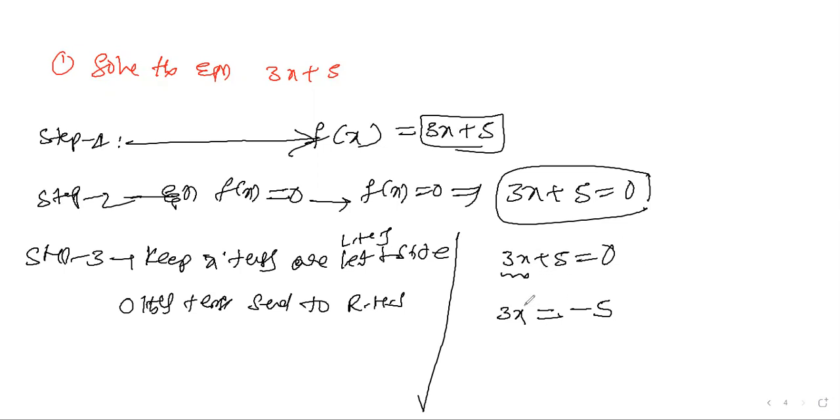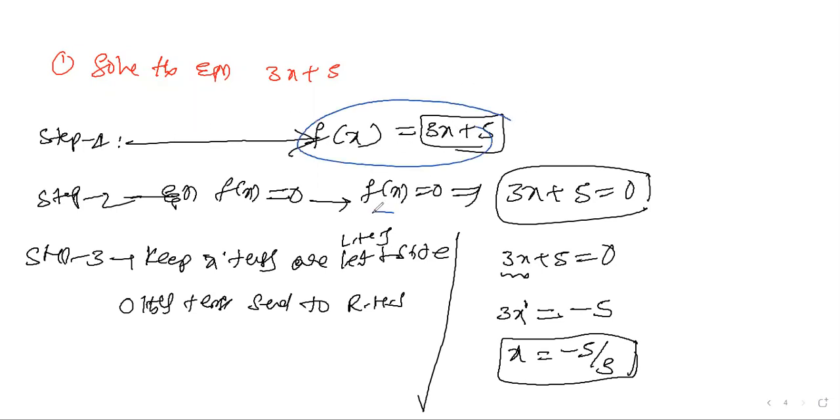Next, I want only the x value. I don't want the 3. The 3 is multiplying with x, so if it goes to that side, it should be divided. So minus 5 by 3. The value of x is minus 5 by 3. Just to recap: step 1, f of x is the equation; equate it to 0. What terms are there? Keep the x terms on the left and send the others to the right side, but you want only the x value, so I shifted the 3 also to this side.